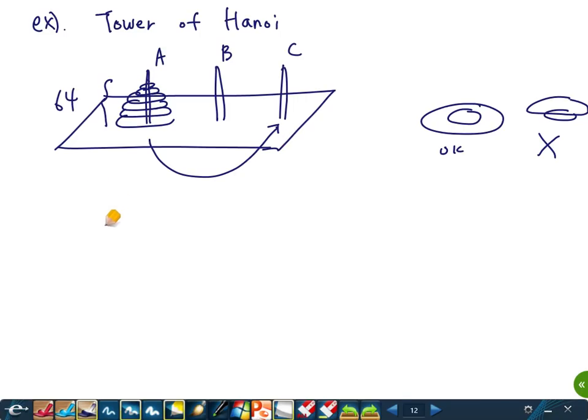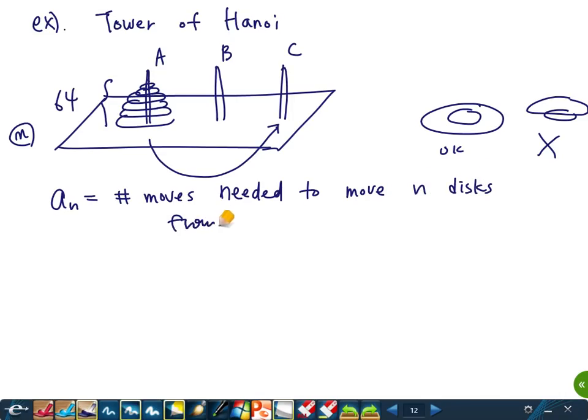So let's see. Because 64 is just a special number, let's say there are n disks. And let's say a_n is the number of moves needed to move n disks from A to C. So this is one peg to another peg. So what is a_0? a_0 is too simple. I mean, let's begin with 1. a_1: just one move is enough. You can just move that one disk from A to C.